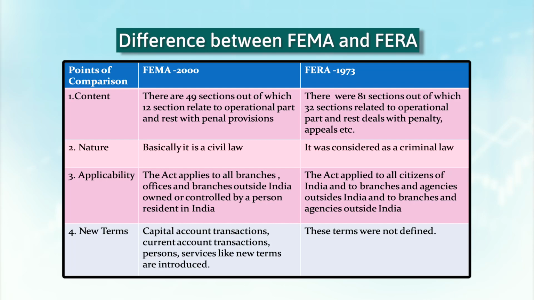So that means it is more citizen specific, but FEMA is actually institutional specific. New terms like capital account transactions and current account transactions are defined within the FEMA Act, because the country has already witnessed capital account convertibility or current account convertibility within the economic policy. And within the balance of payments, these two are segregated. So basically, capital account and current account transactions are coming in.